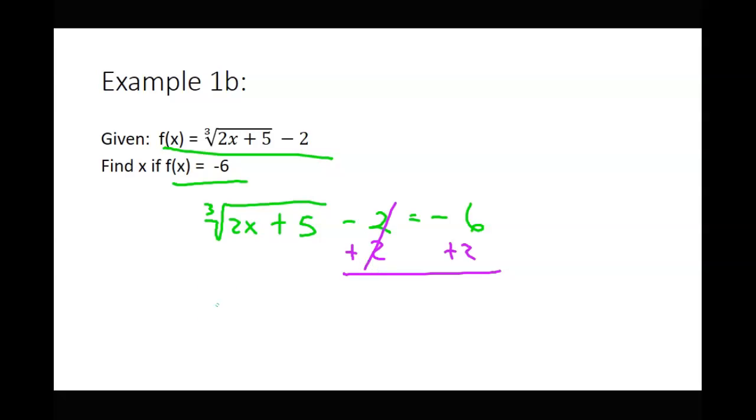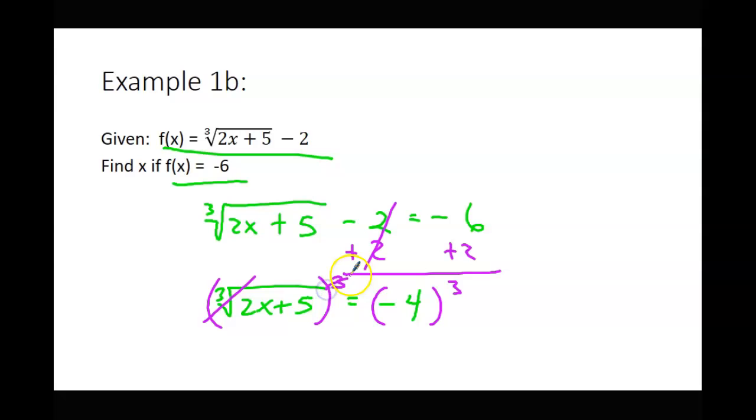So that's going to give me cube root of 2x plus 5 is equal to -4. Now, how do we get rid of a cube root? You cube it. You raise both sides to the third power. Just like a square cancels out a square root, a cube cancels out a cube root. Okay? So that and that go away. And now I've got 2x plus 5 is equal to, what would that be, -64?